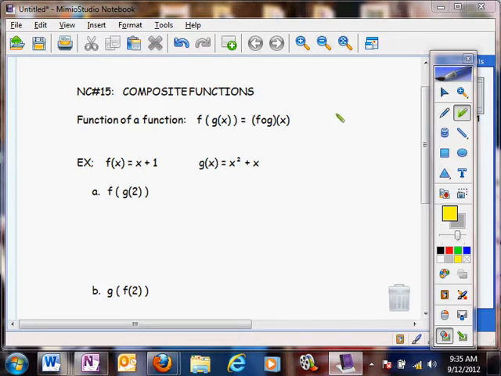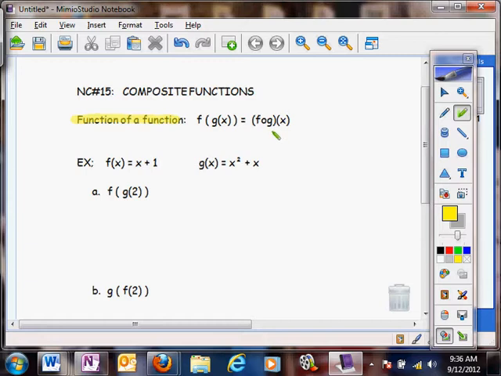Note card 15, composite functions. Basically, what composite functions are is a function of a function. So if I'm looking for f of g of x, this is how it would read. Sometimes this looks like f circle g of x. What this really means is f of g of x.